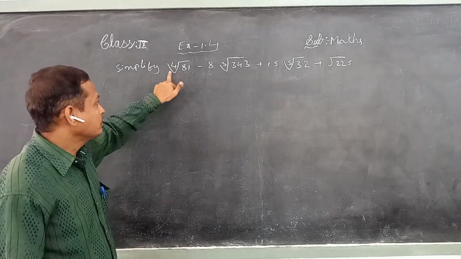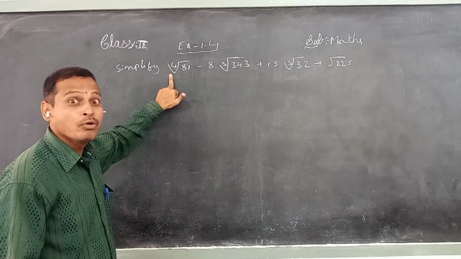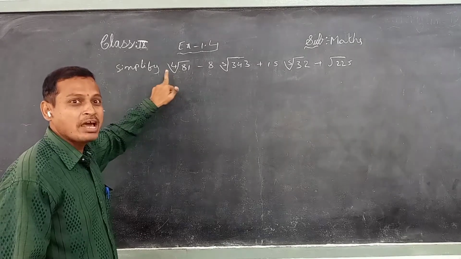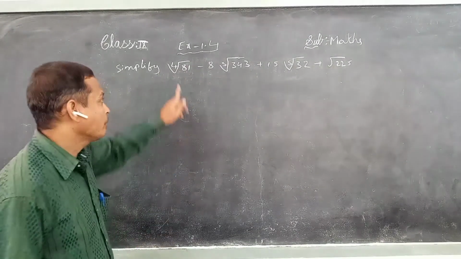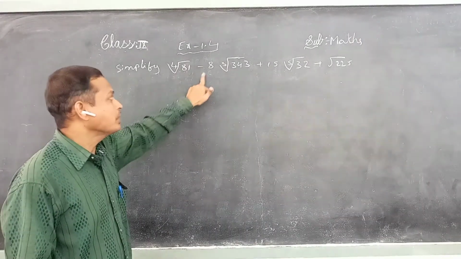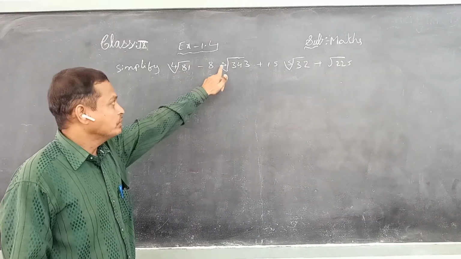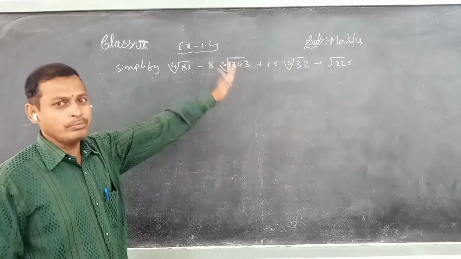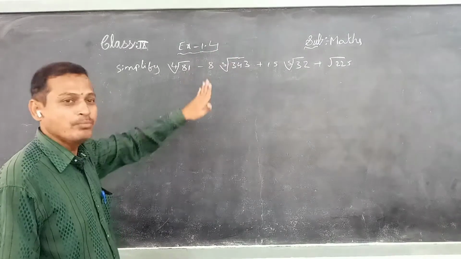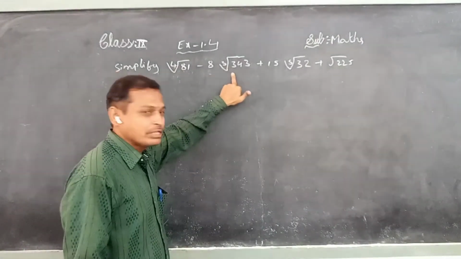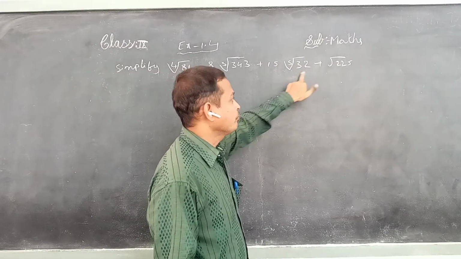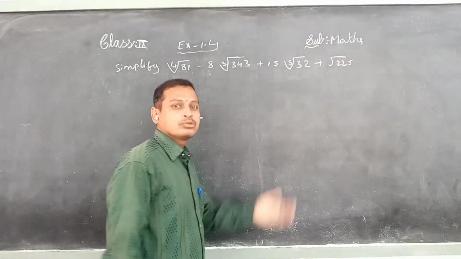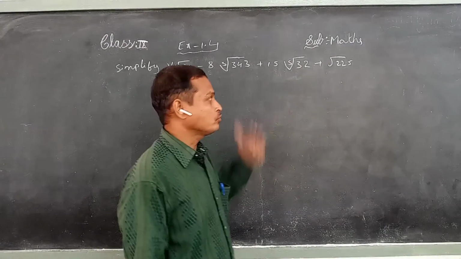So we have to learn 4th root 81. Children, learn 4th root, not only 4 into root 81. We should learn the 4th root 81 minus 8 into cube root 343, but 3 means cube. Cube root 343 plus 15 5th root 32 plus root 225. Root means square root 225.